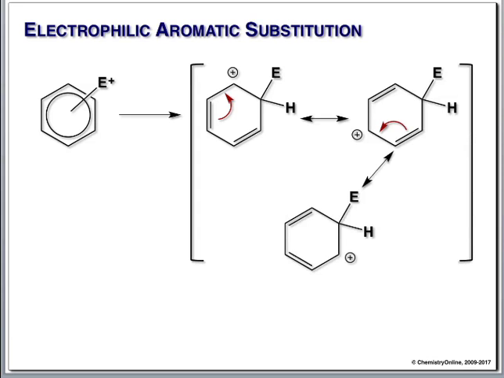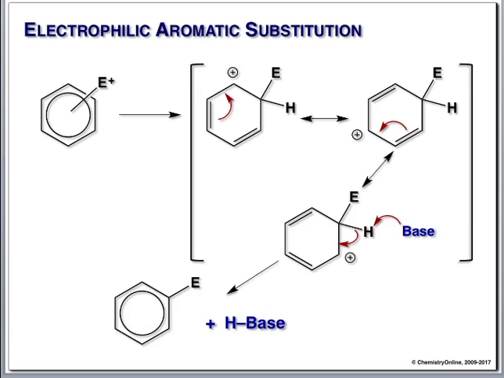Once you do this, the next step is for this guy to lose one of these hydrogens. Loses it to a base, any base, doesn't matter. It's going to pull this hydrogen off. The electrons are going to go back into the pi system, and we wind up with our substituted benzene. Simple mechanism. Electrophile adds to form a sigma complex, which is resonance stabilized, loses the hydrogen, and you get aromatic substitution.